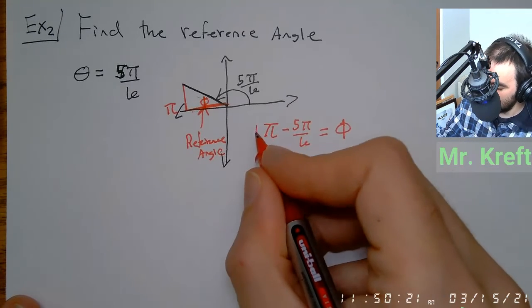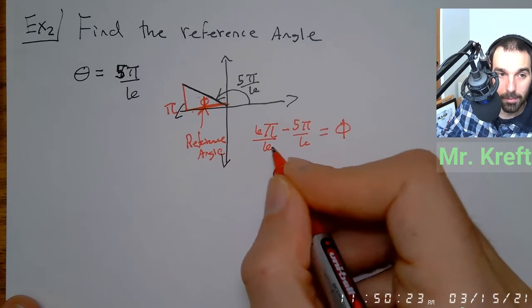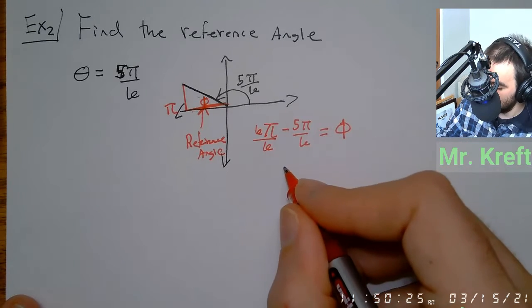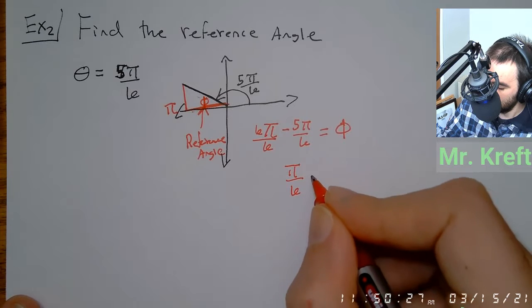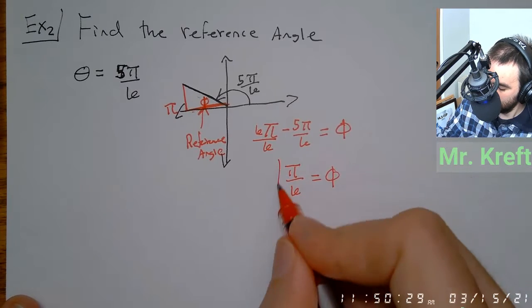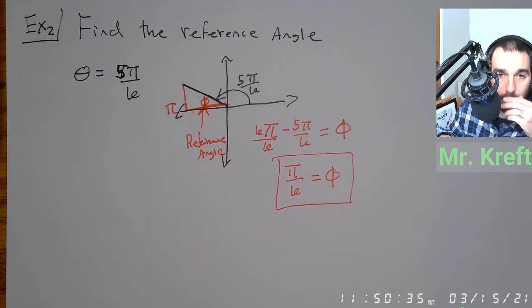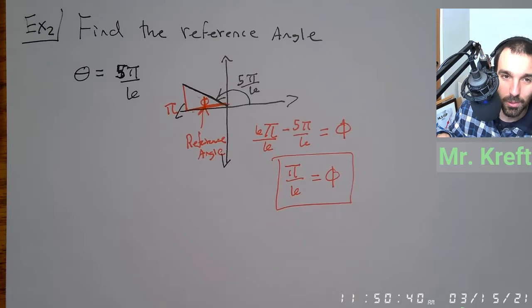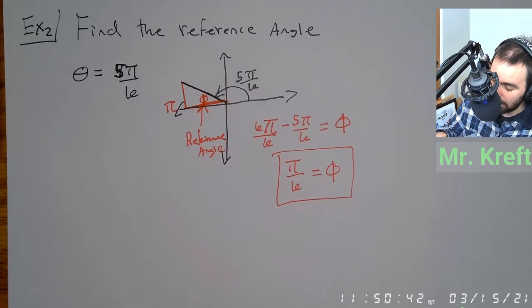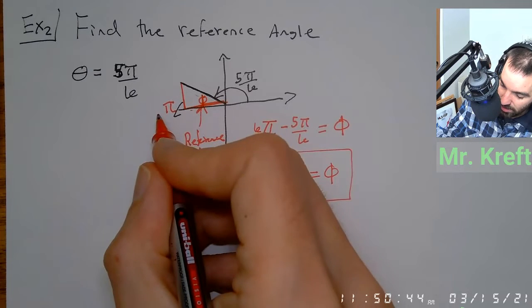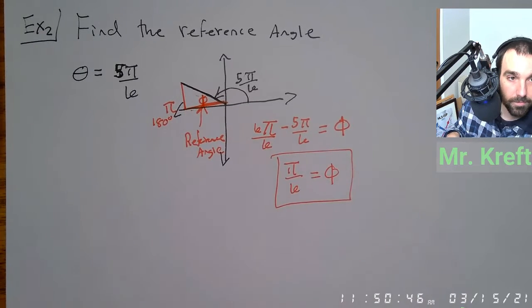So to do this, I'm just going to get this as the same denominator. So 6 minus 5 is just 1. Okay, so that's how you find reference angles. Now be really careful. If on WebAssign it gives you degrees, then feel free to use degrees. So if this was degrees, you would just change this to 180.